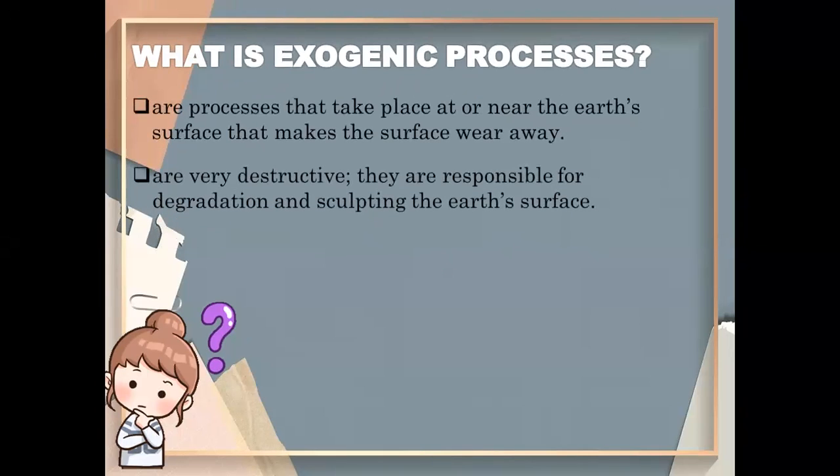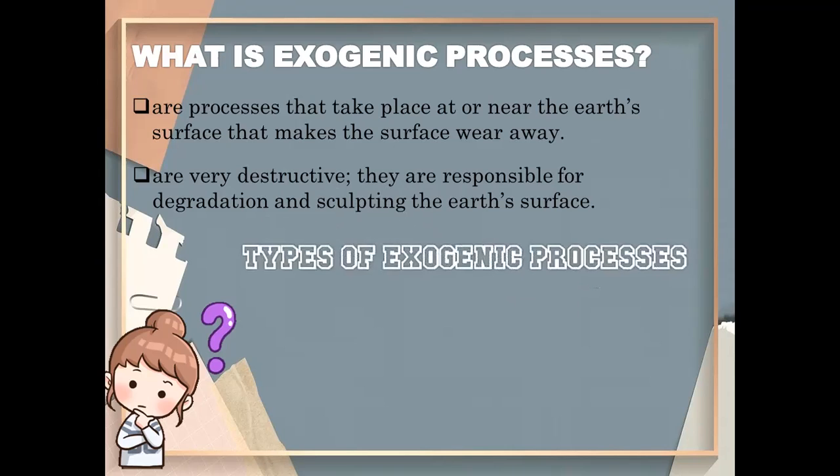So, exogenic processes are processes that take place at or near the Earth's surface that makes the surface wear away. These are very destructive. They are responsible for degradation and sculpting the Earth's surface. So, destructive, pagkasira, sabi, sa exogenic. Pero, they are also responsible for sculpting the Earth's surface. Kumbaga, nagde-destructive sila, but still, they are making the Earth's surface beautiful. Kumbaga, nature made.